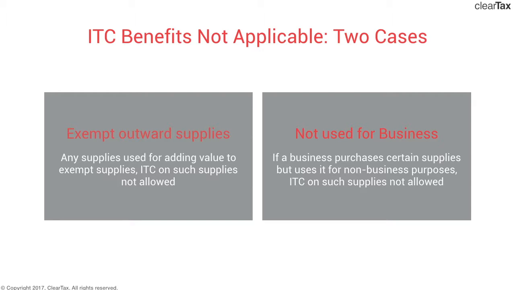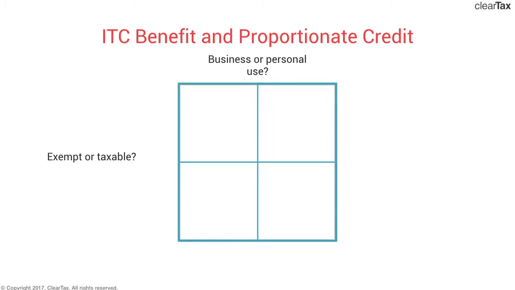What if you purchase a supply, you use it for business, but in turn you produce exempt goods? What happens in that scenario? Or the other way around? Confusing? Don't worry, it is very easy to understand once we plot all the situations in a 2x2 matrix. So here you have 2 independent situations where the supply is used for business or personal use. That's one situation, one question. The second is whether the outward supply is exempt or taxable. So we have a 2x2 matrix, exempt or taxable on the y-axis, business or personal on the x-axis.